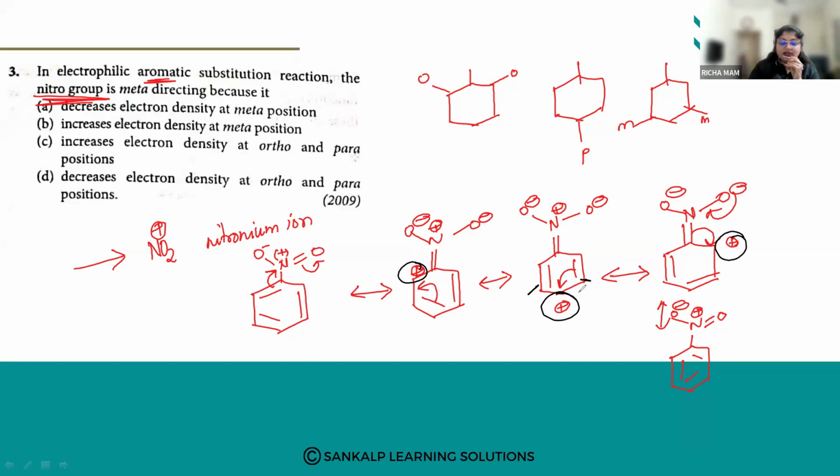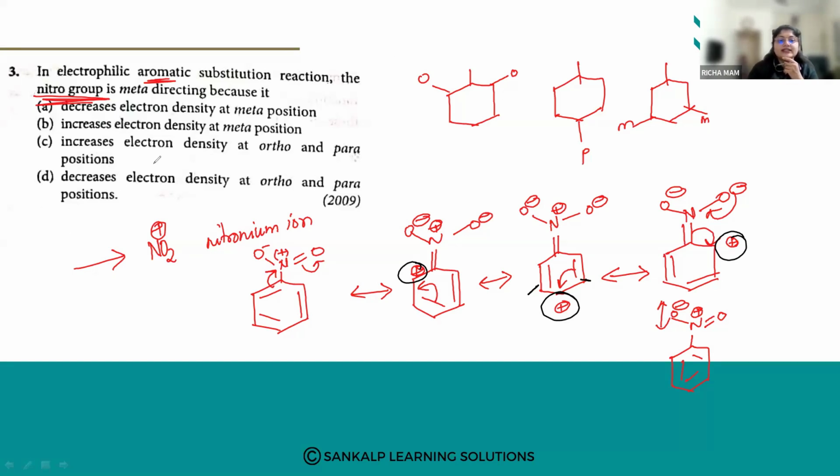Because of that, the electrophilic substitution takes place at the meta position. So what is the reason? Now you can tell me. Okay, Hema has answered it as D. Very good. Yes, D is the correct answer.